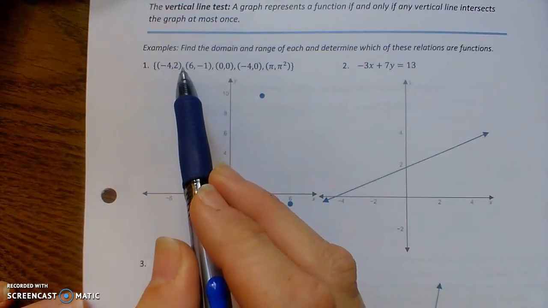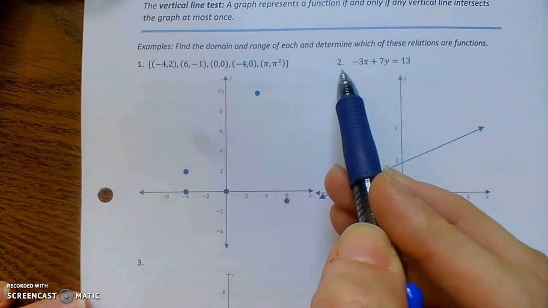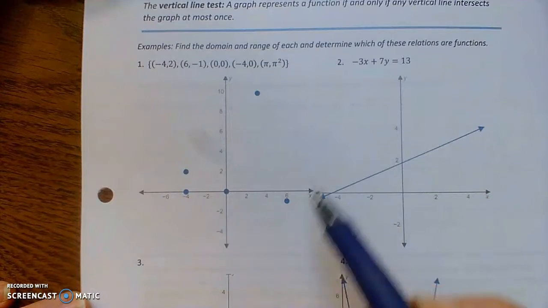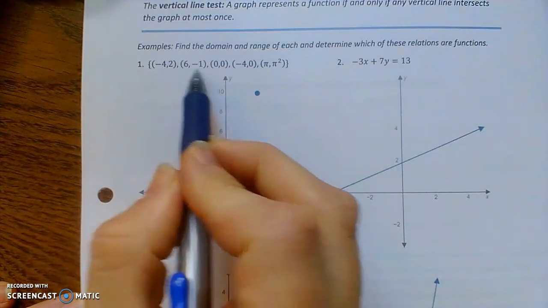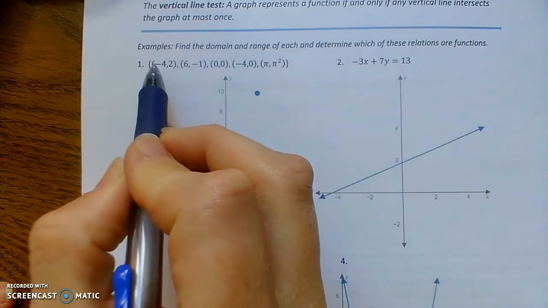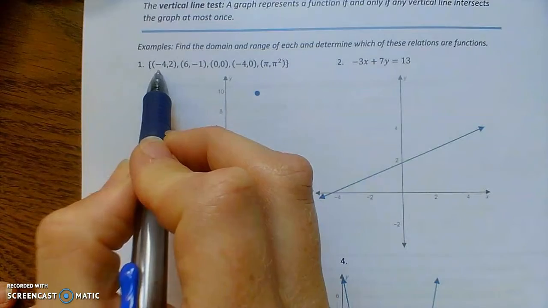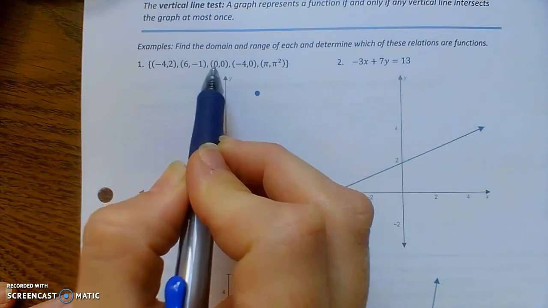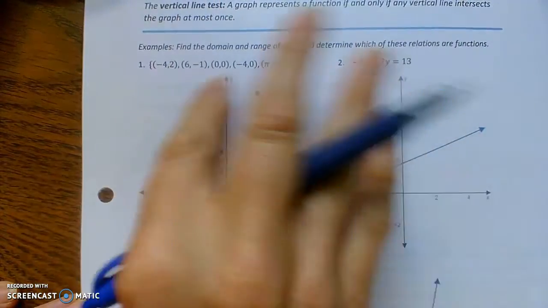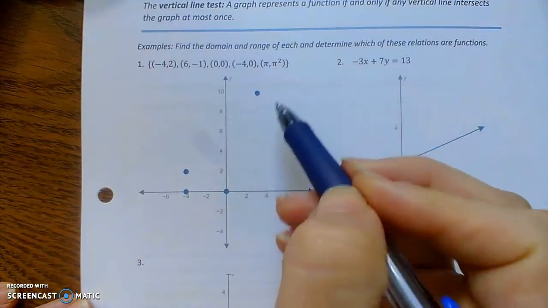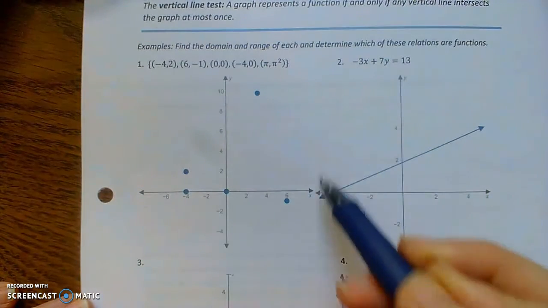Let's look at example 1. Let's find the domain and range and determine if this relation is a function. So this is a relation given by a set of ordered pairs. We've got our x, y, x, y, so on and so forth. So the ordered pairs, these are all graphed below.